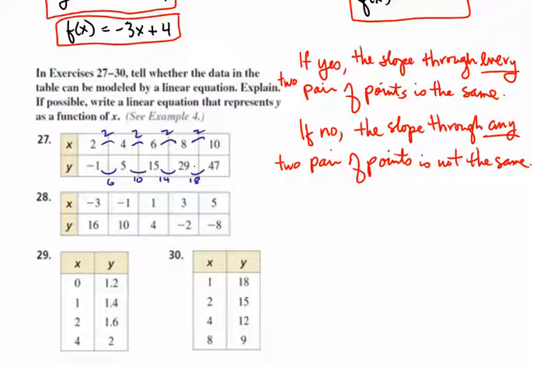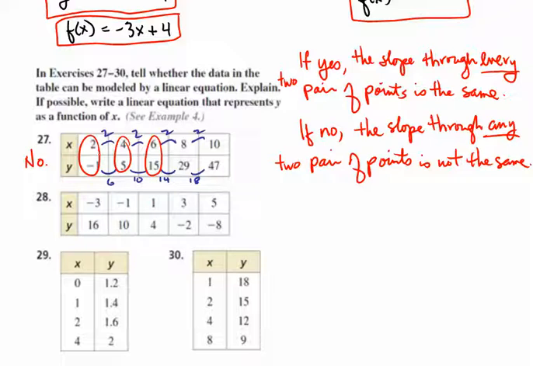What this means is that the slope through (2, -1), the first pair of points, and (4, 5) is 6 over 2, which is 3. But the slope through (4, 5) and (6, 15) is 10 over 2, which is 5. So the answer to 27 is going to be no, because the slope through two pairs of points is not the same. Through the first pair of points, the slope was 3. Through the second pair of points, the slope was 5.